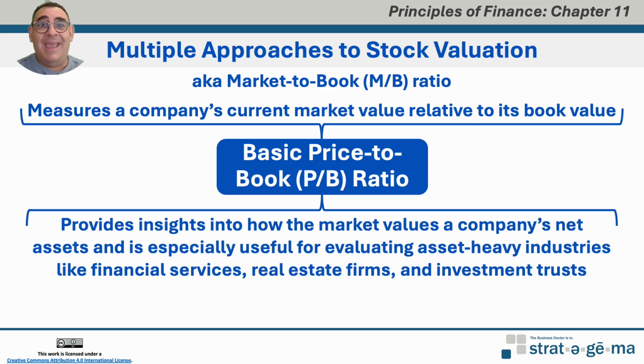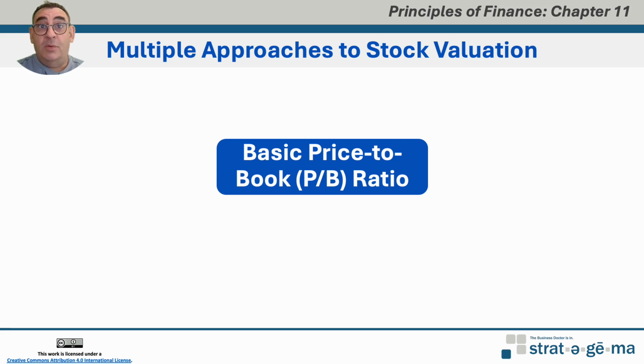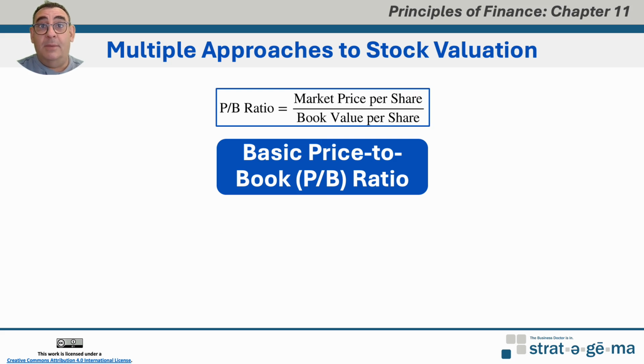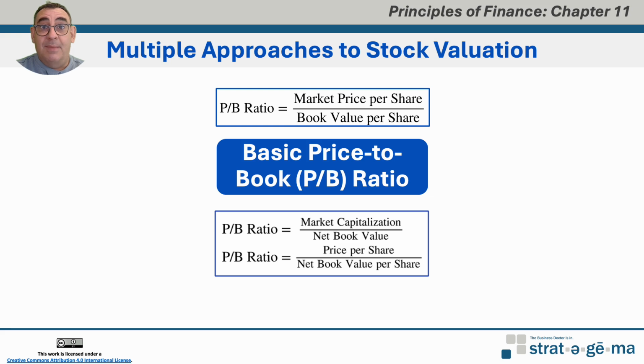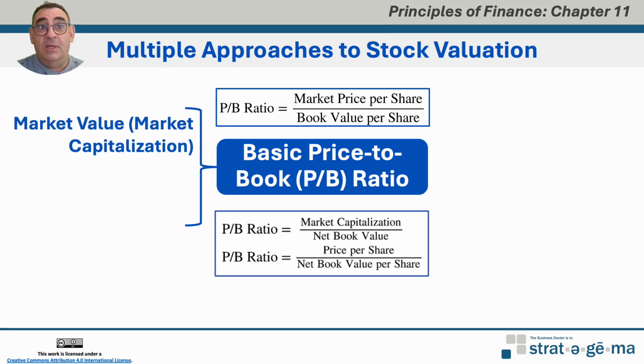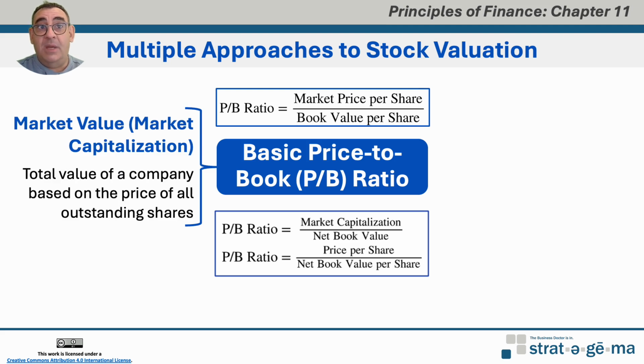and therefore you really can't have a meaningful price to book ratio. The formula for the PB ratio is the market price per share divided by the book value per share. We can also extend that to be the market capitalization divided by its net book value. So the market capitalization is the total value of the company based on all the outstanding shares. Another term for that is market cap. You would simply take the price per share multiplied by the number of shares. That's the market cap. And you divide by the book value.